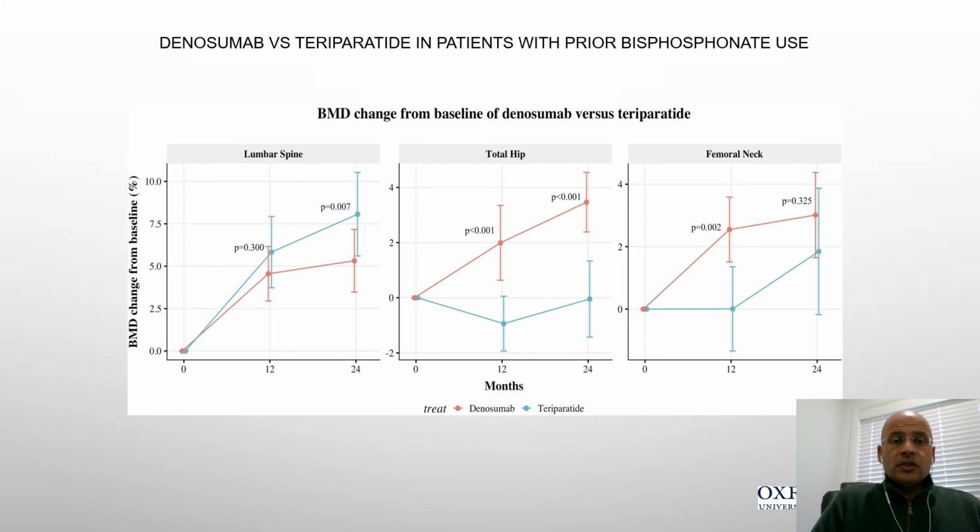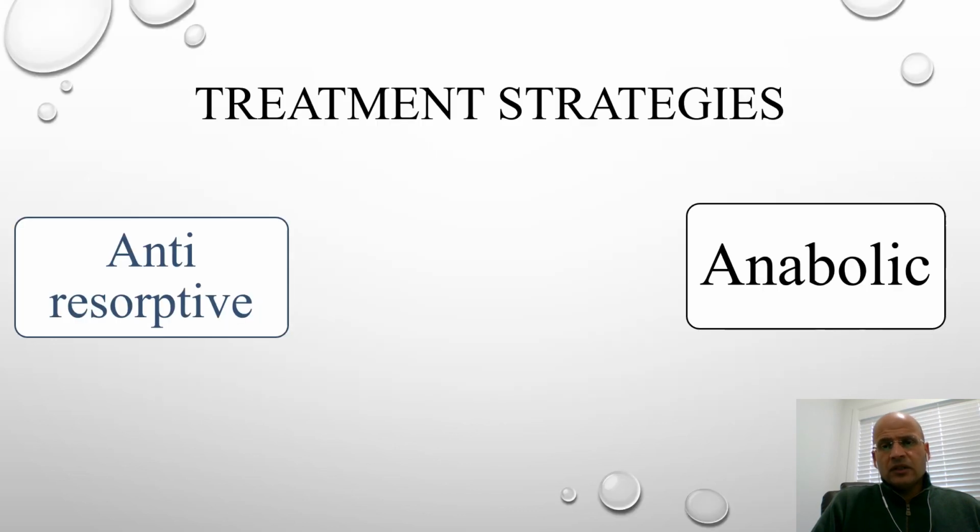How about moving from denosumab, not alendronate, denosumab to teriparatide, with patients who were on alendronate, and then they changed them over to denosumab versus teriparatide. Denosumab in the red line, and teriparatide in the blue line, and you could see that with the hip, particularly, the BMD dropped down significantly, and the femoral neck in the teriparatide. So it just shows again that moving from anti-resorptive to anabolic might not be a good idea, particularly with teriparatide.